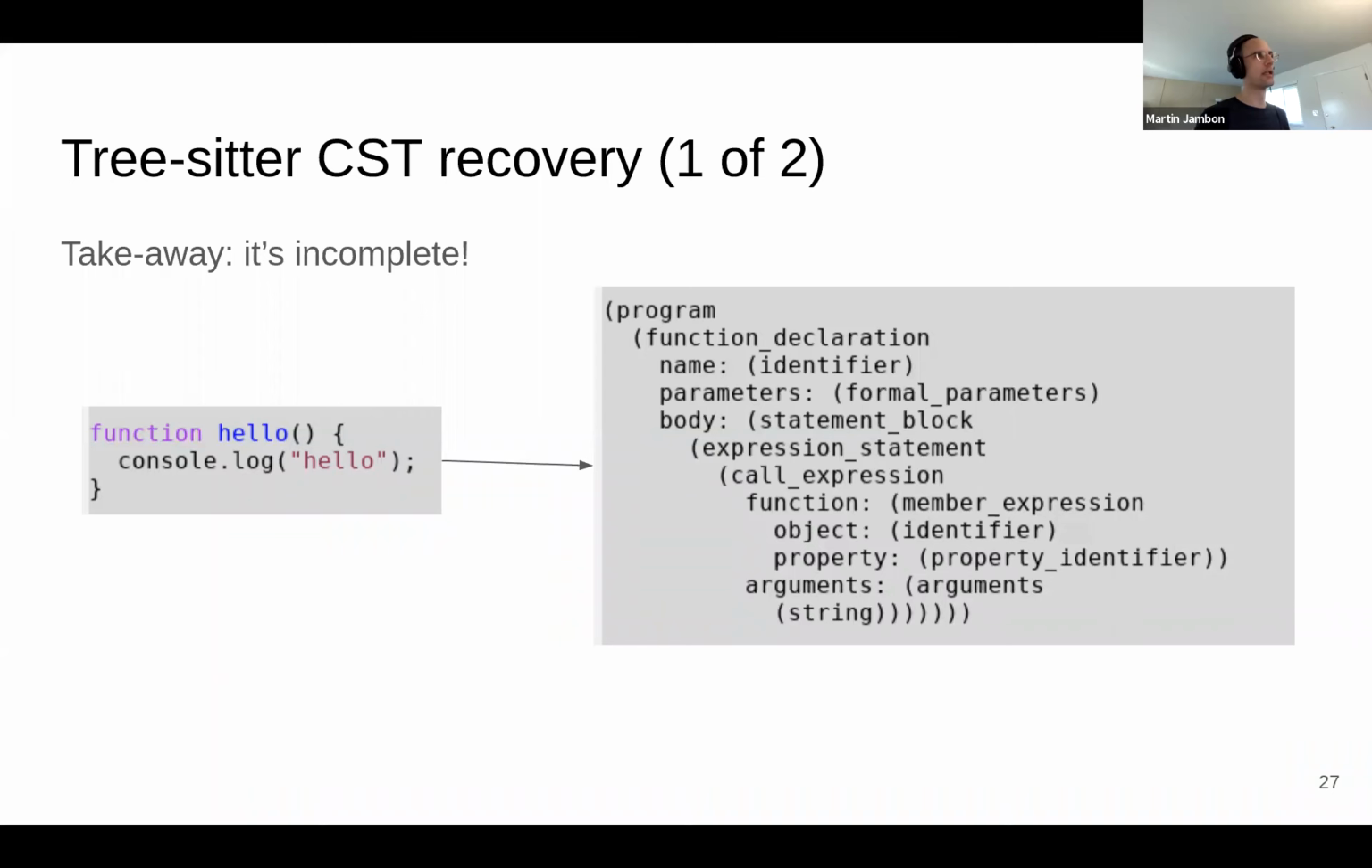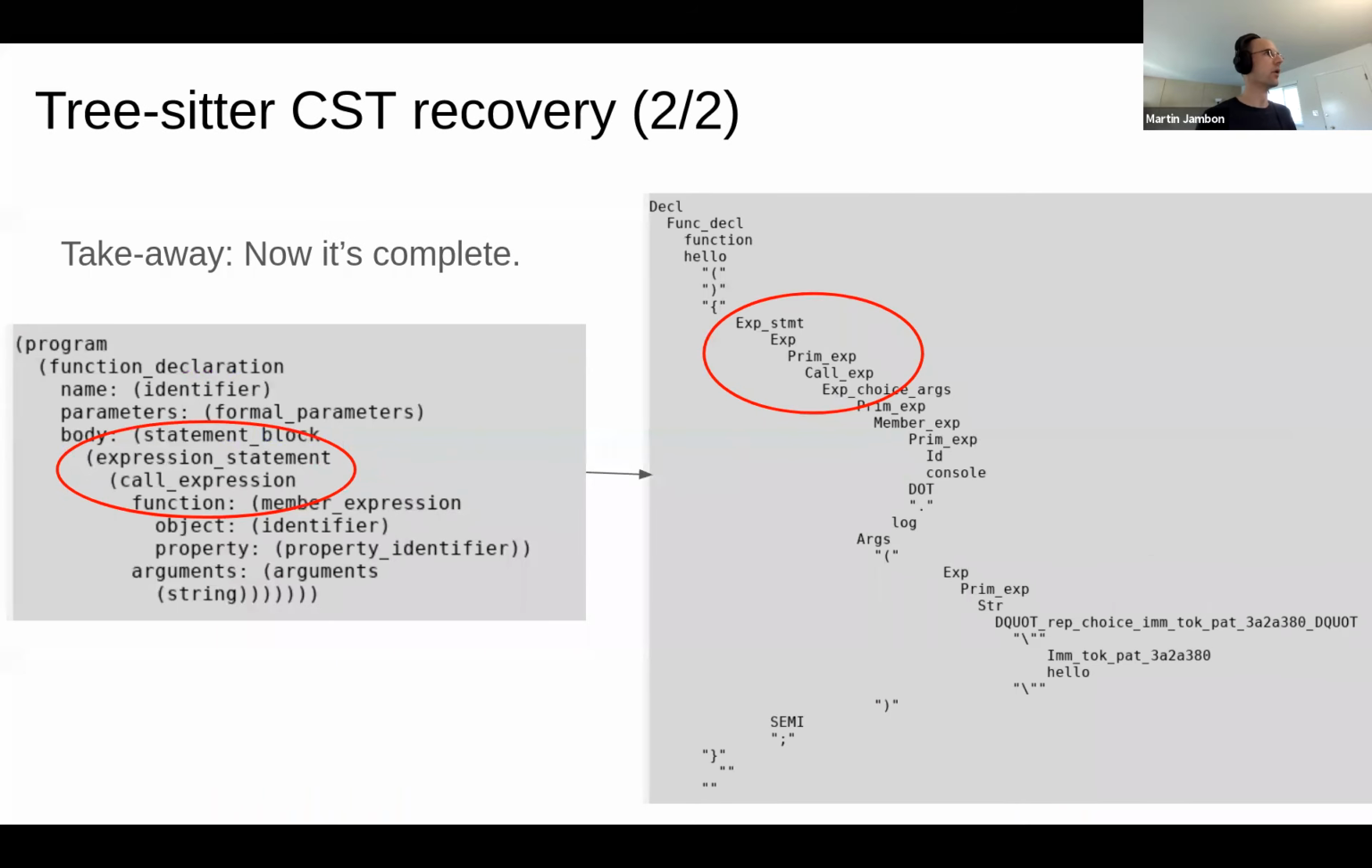This function definition gets translated into this thing, which looks very neat and concise and has nodes that make sense. Now the problem is it doesn't show us everything, unfortunately, and we have to recover certain parts. On the left, I highlighted a region where the original Tree-sitter output shows an expression statement, and this expression statement has a child that's a call expression.